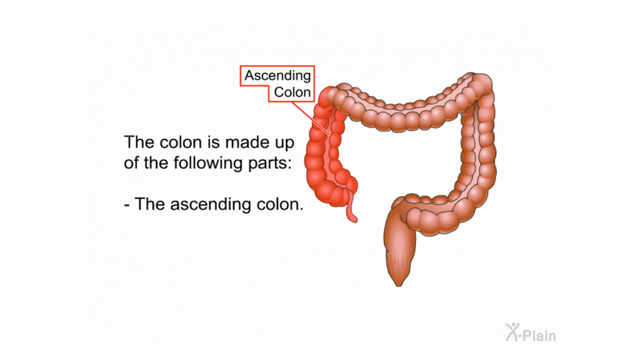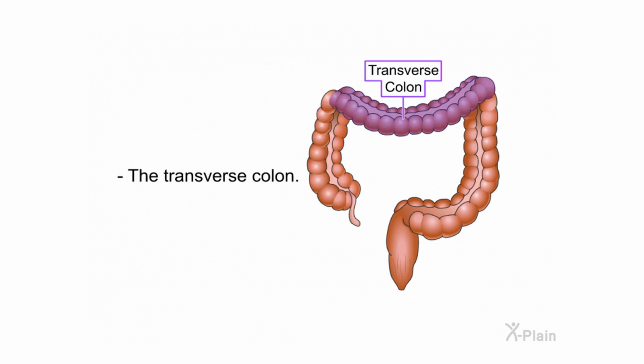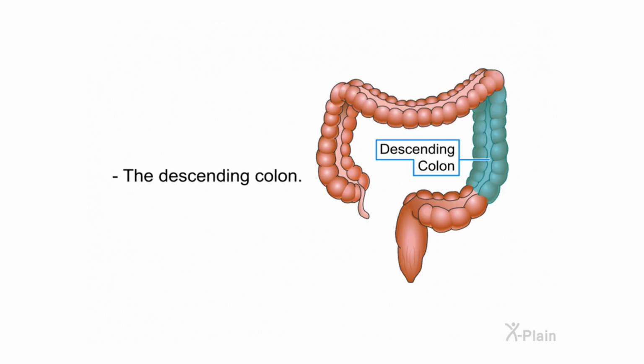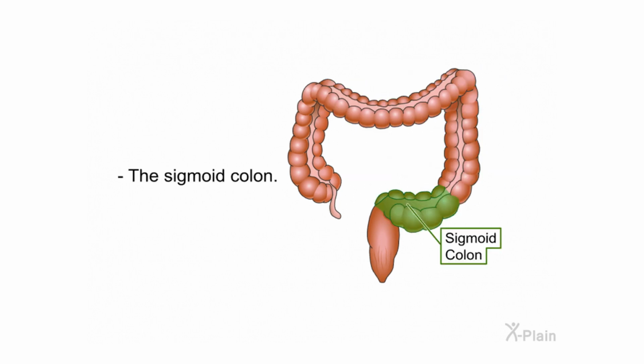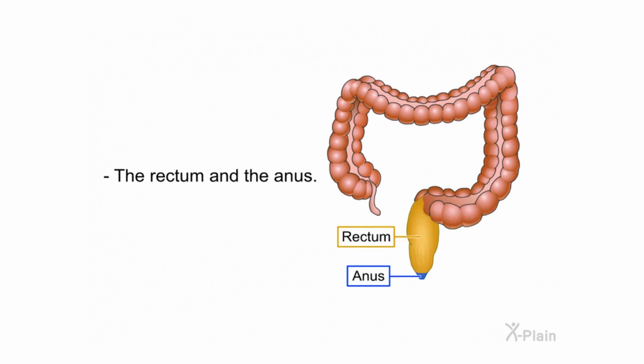The colon is made up of the following parts: the ascending colon, the transverse colon, the descending colon, the sigmoid colon, the rectum and the anus.